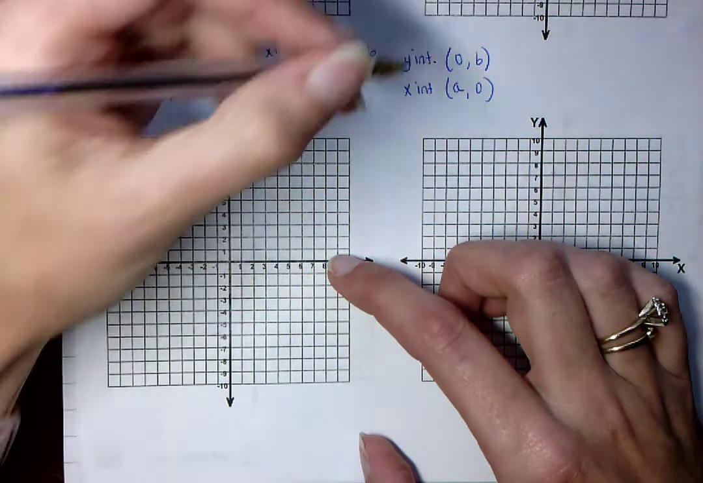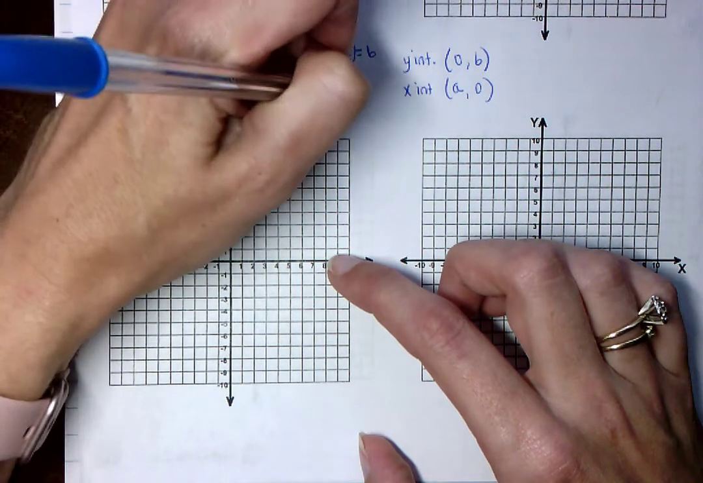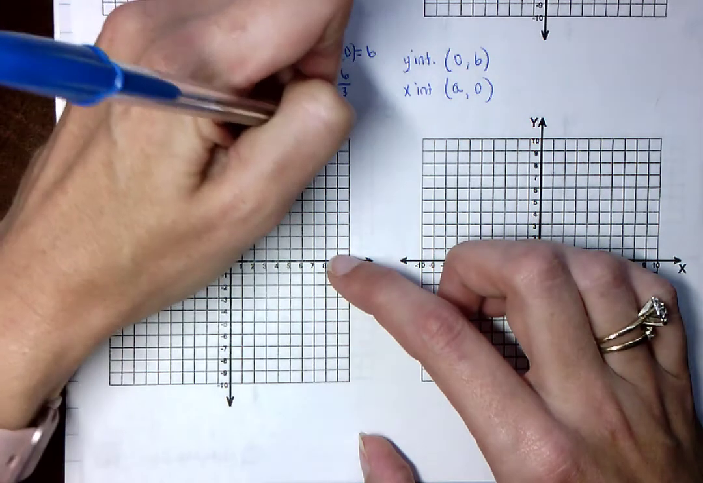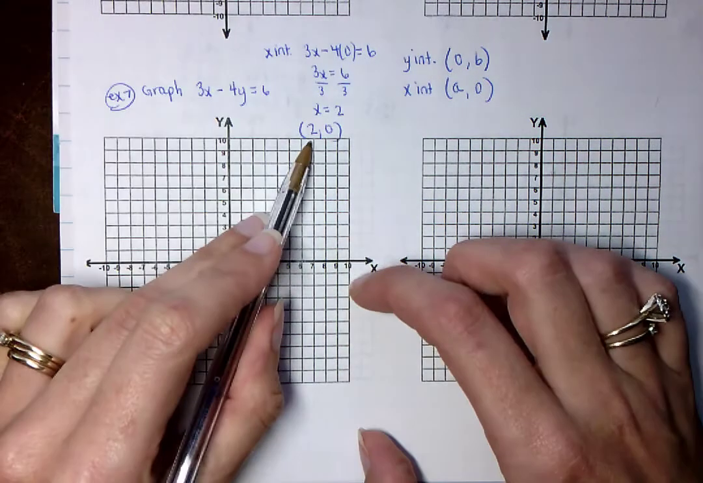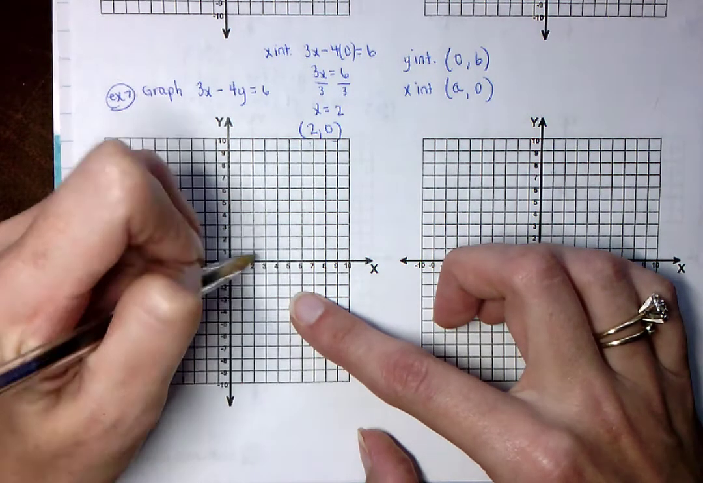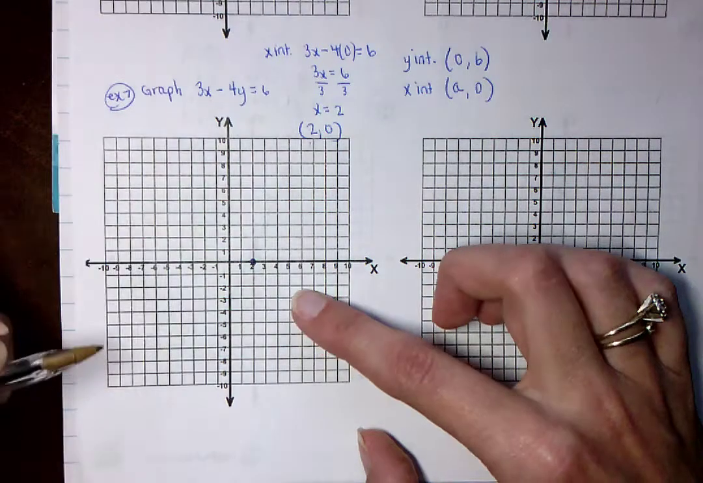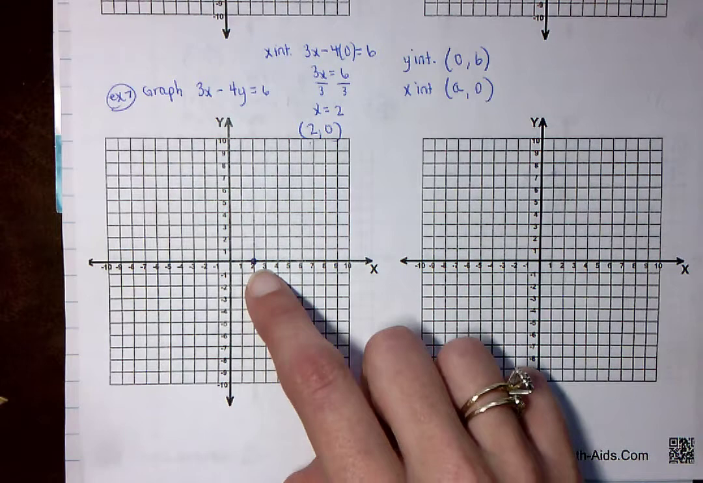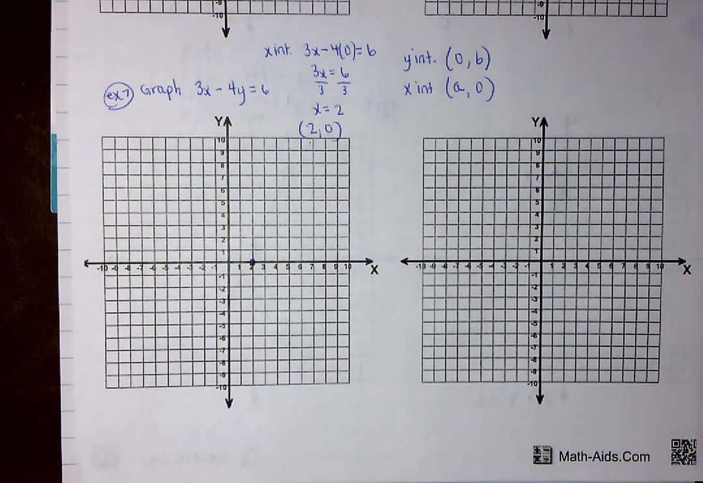And then the final step is divide both sides by 3, and x equals 2, which means (2, 0) is our x-intercept. So we would just come over here, start from the middle, go over 2, put a dot. And now we can do the same thing and get the y-intercept. And again, like I said before, you only need 2 points to form a line. So that's why you can do this.